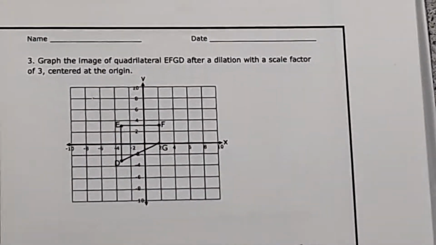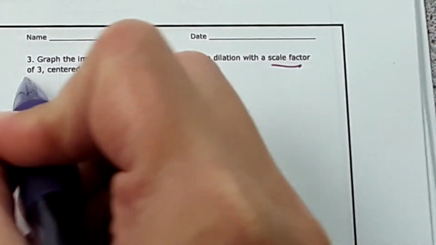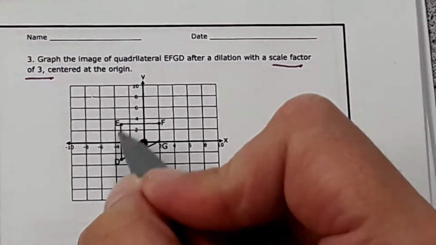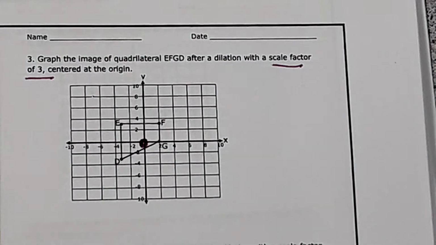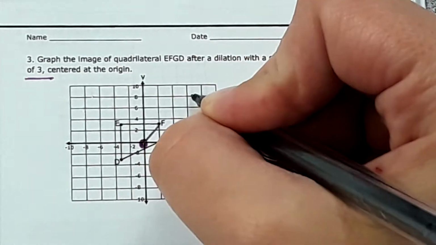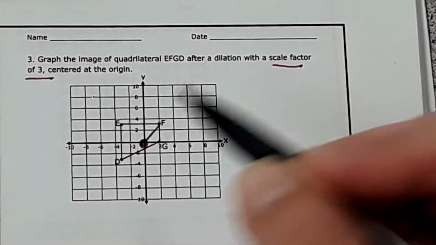This one right here. Graph the image of this quadrilateral after a dilation with a scale factor of 3 centered at the origin. So centered at the origin again. This shape is going to be 3 times as large. With the last example, we just made this distance 3 times that. With this example, you can't be that precise. So we're actually going to use the points to do the dilation. So we're going to take the coordinates of D, E, F, G.